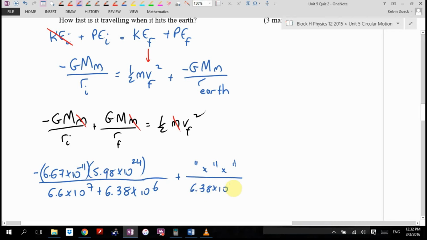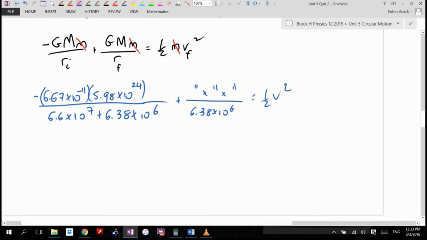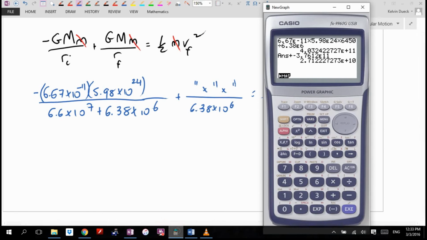6.38 times 10 to the 6th. That equals a half. Oh, the m canceled, didn't it? V squared. I got room? Oh, please. Whew. Negative 6.67 times 10 to the negative 11 times 5.98 times 10 to the 24th divided by bracket 6.67, scientific notation button 7, plus 6.38. A little quieter, Josh. Thank you, guys. Times 10 to the 6th. Double check my typing.